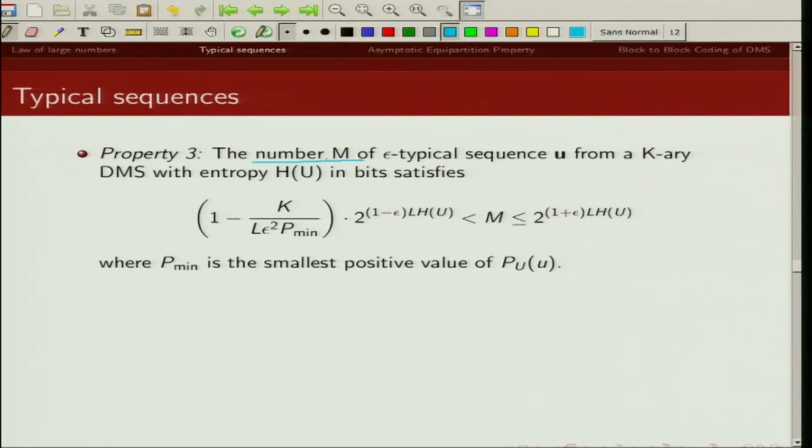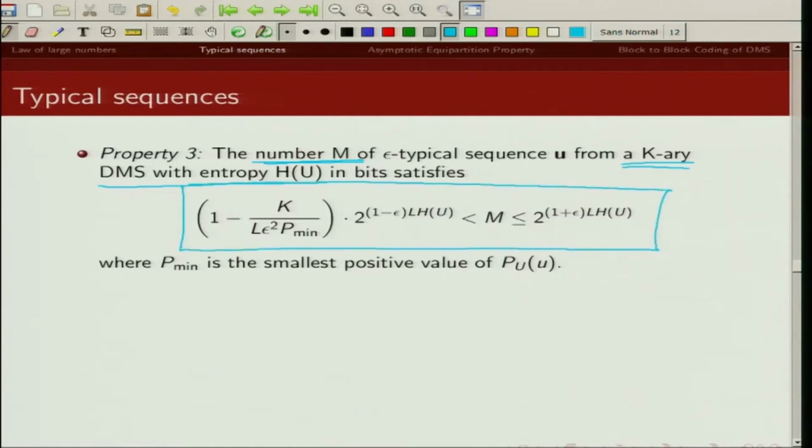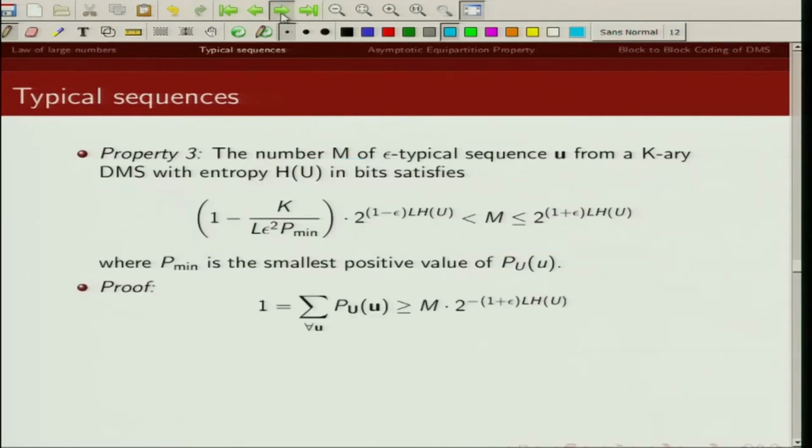So the number M of typical sequences from a discrete memoryless source with entropy H(U) satisfies this relationship. Now, to prove this, let's proceed. We know that the sum of P(u) over all u is given by 1, right?